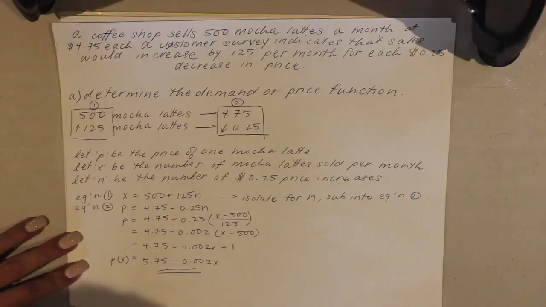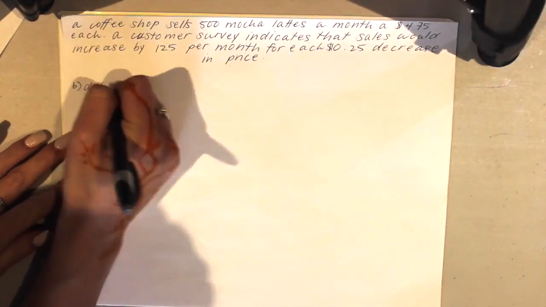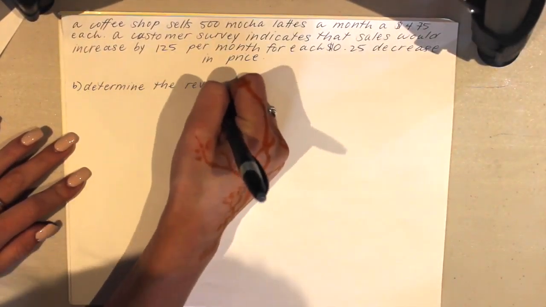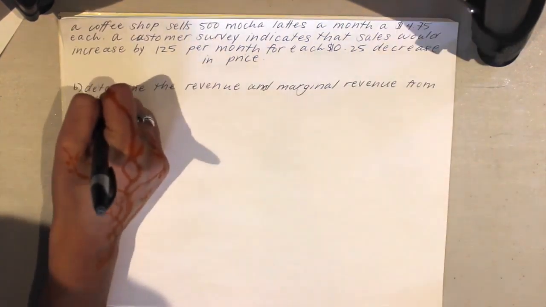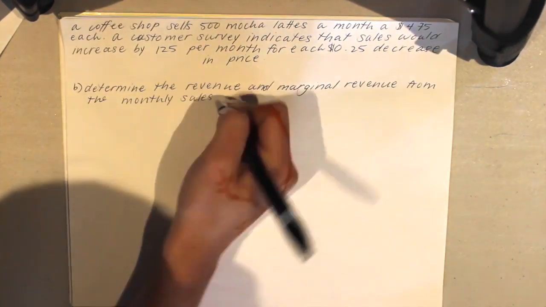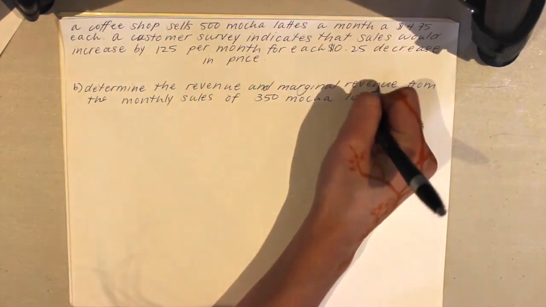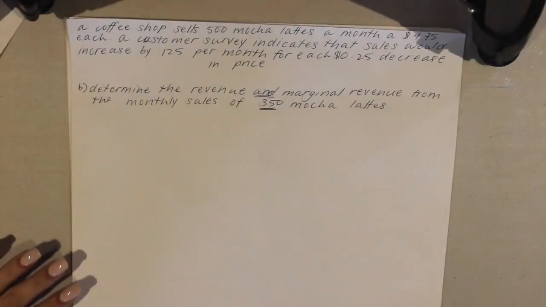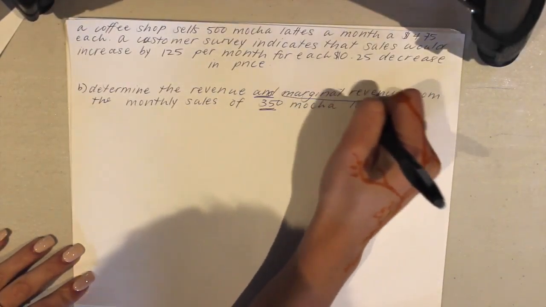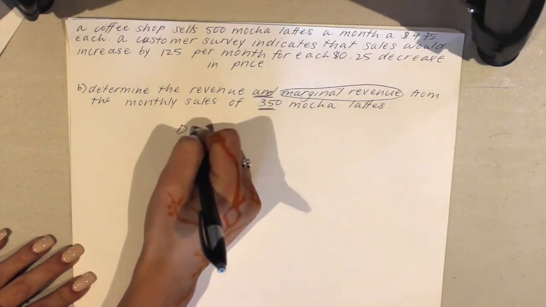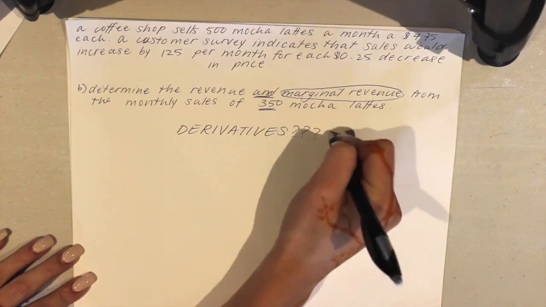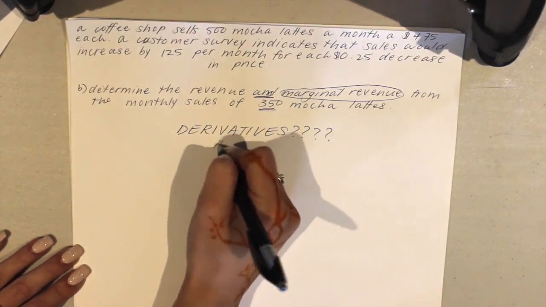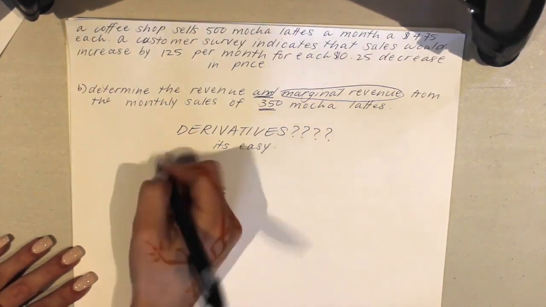Moving on to part B, we need to determine the revenue and marginal revenue of 350 mocha lattes from monthly sales. As mentioned previously, this question involves marginal revenue, which means that we need to use derivatives. Yay! And if you don't know how, no problem, it's easy, I'll explain now.